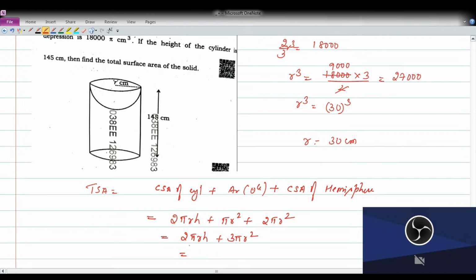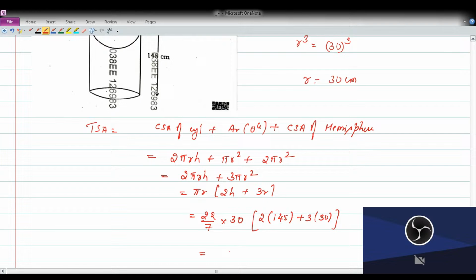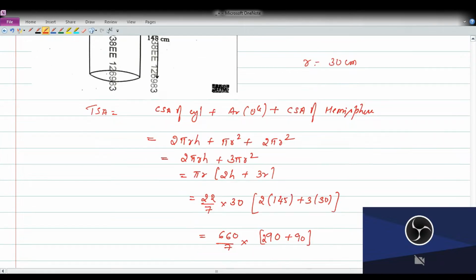So this will become 2 pi r is common, so I get 2h plus 3r. Now substitute the data. Nothing is given for pi, so I'm going to take 22 by 7. The radius I got is 30. So 2 into h, the height value is 145 as they mentioned, plus 3 into 30. So this is equal to 22 by 7 into 2 into 145 plus 90.